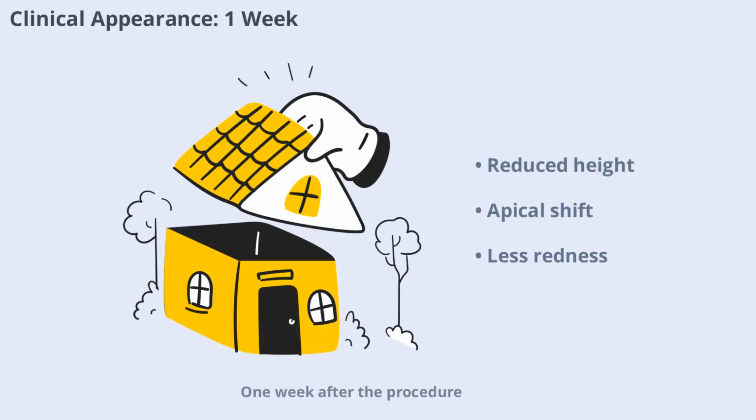One week after the procedure, the gingiva typically shows reduced height, an apical shift, and slightly reduced redness. These changes indicate the resolution of inflammation and the beginning of tissue maturation. Continued improvement is expected with proper oral hygiene and follow-up care.